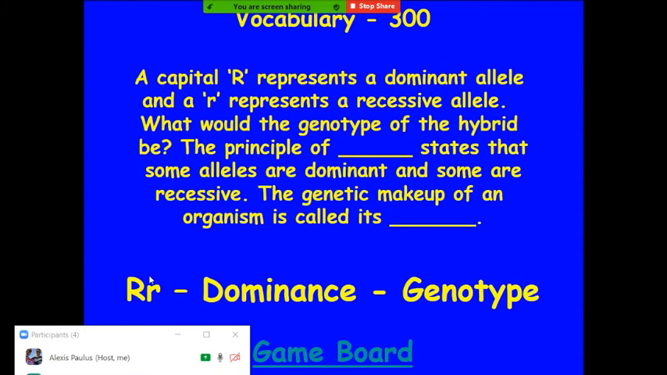Okay, so a hybrid has characteristics of both parents, and a hybrid is heterozygous. Okay. Principle of dominance states that some alleles are dominant and others are recessive. And of course, the genetic makeup or the symbols that represent a trait are the genotypes. The easiest way to remember the genetic makeup is the genotype, the physical appearance is the phenotype.